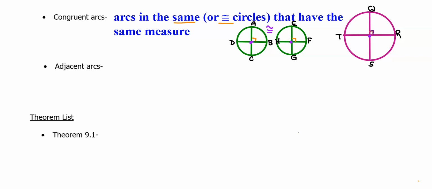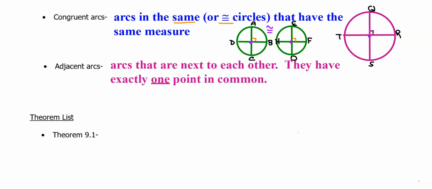Adjacent arcs, remember the word adjacent means next to, are going to be arcs that are next to each other. They have exactly 1 point in common. So you can look at any one of the circles up above that I have. I'm going to go with arc QR on the big pink one. So QR and RS would be adjacent arcs. The 1 point that they both share is the point R here, so they are next to each other side by side.